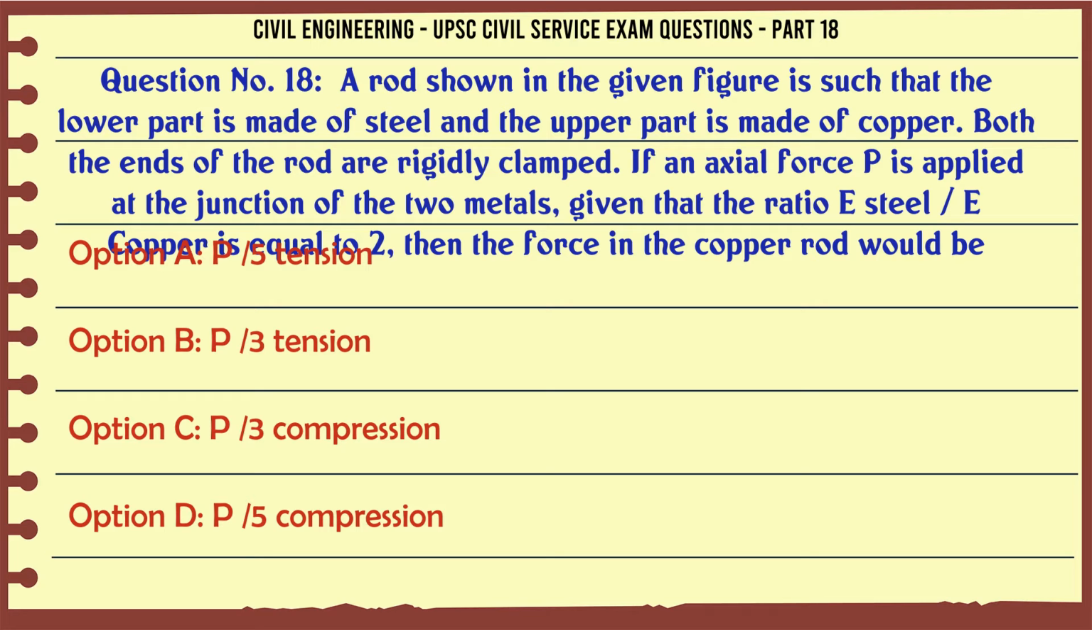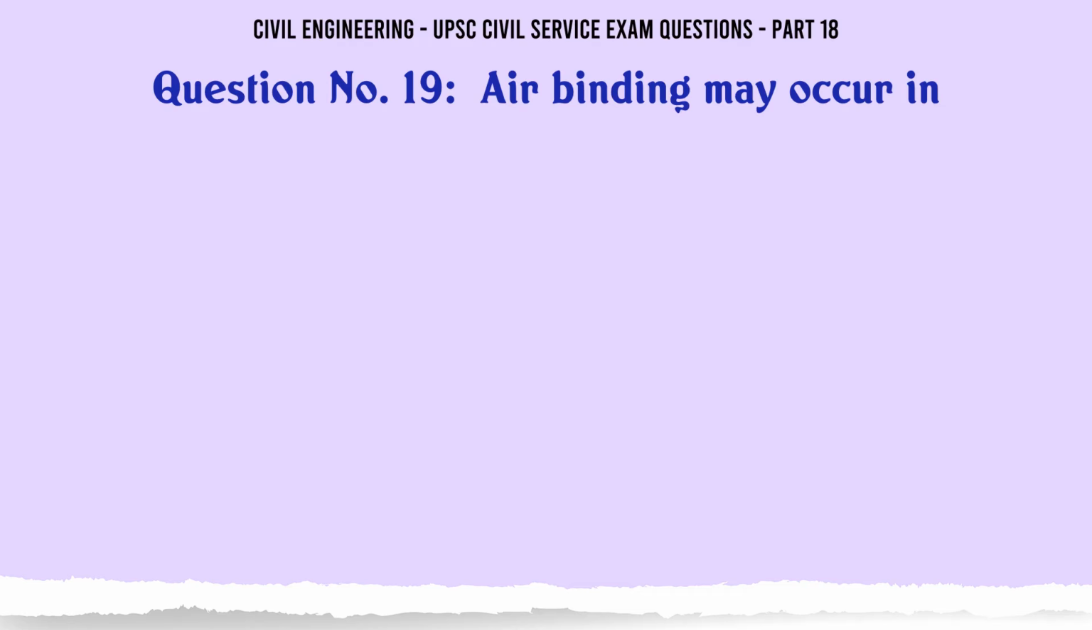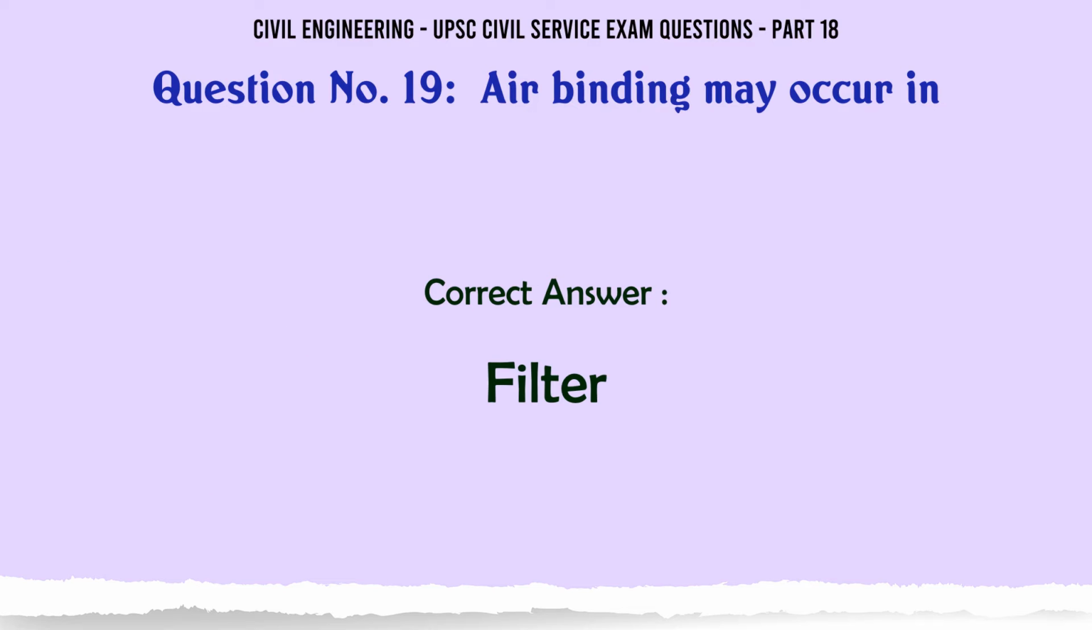P3 tension, C. P3 compression, D. P5 compression. The correct answer is P5 tension. Air binding may occur in A. sievers, B. artesian well, C. aerator, D. filter. The correct answer is filter.